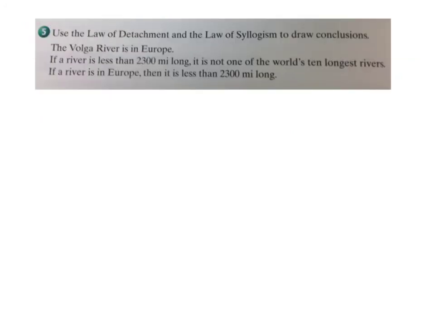For your quiz tomorrow, I want you to try to do quick check number 5 on a piece of paper. I want you to try to apply the law of detachment and the law of syllogism to try to make a conclusion from the following three statements. The Volga River is in Europe. If a river is less than 2,300 miles long, it is not one of the world's 10 longest rivers. If a river is in Europe, then it is less than 2,300 miles long. Please try to make at least one conclusion. Hopefully you can come up with 2 conclusions from those statements and be ready to turn them in tomorrow.